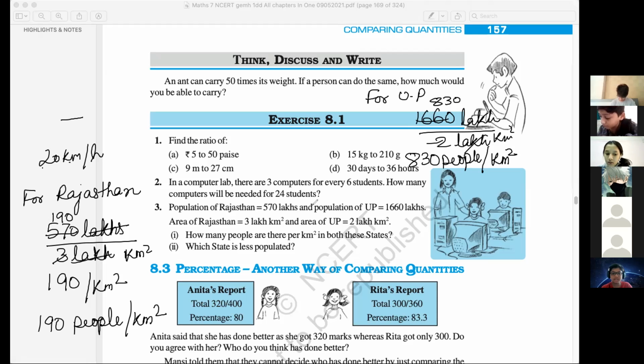Okay, second answer is Rajasthan. Which state is less populated? So you will say Rajasthan. Rajasthan is less populated.